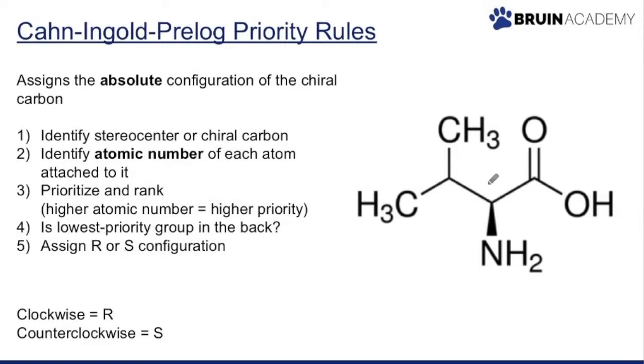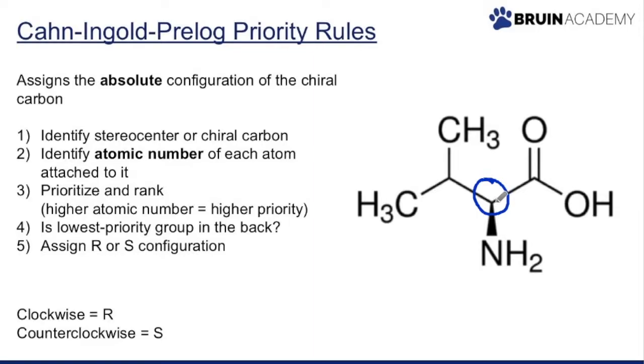But let's first start by identifying what the chiral carbon is. So I can see it right here already. And we're going to basically go through and identify what the atomic numbers are for each of the attachments to it. And I'm not going to write the atomic numbers in on the slide necessarily, but just know that you can always refer to that periodic table and take a look at what their atomic numbers are if you need to verify something.